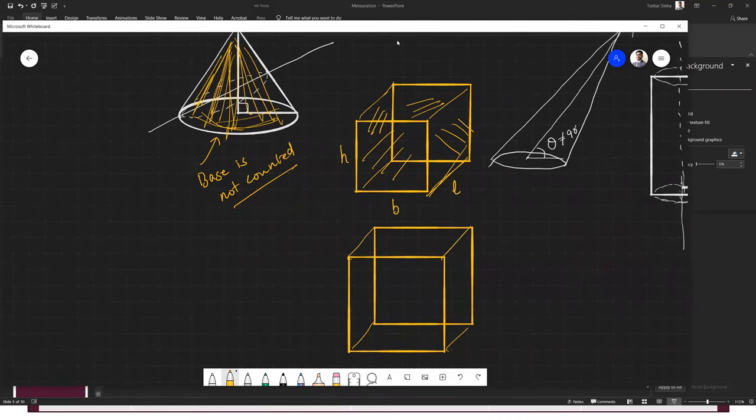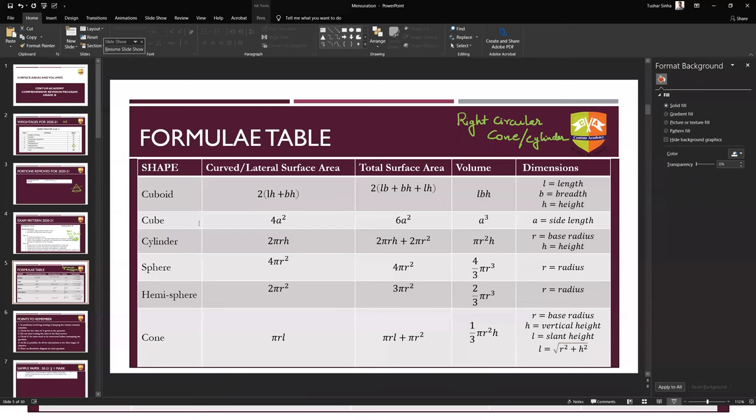So in this case, the things have changed. This is L now. This is, let's say, B only. And this one is H. So again, this surface area, that surface area, that surface area, and again this front surface area, all these are part of the lateral surface area. So you have to be very, very careful: if there is a cube or a cuboid, orientation does matter. So take care of that. Okay. Now the formula is pretty simple.